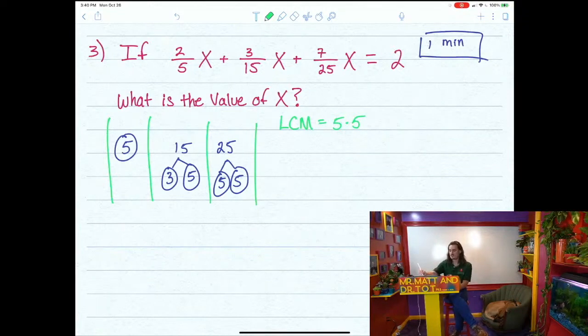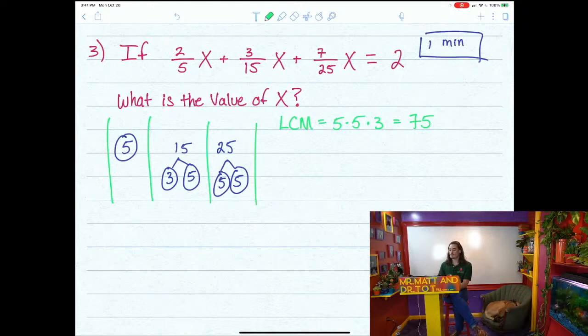So I'm going to take 1 3. 5 times 5 is 25. 25 times 3 is 75. So the LCM of 5, 15, and 25 is 75. That means 75 is the smallest number that 5, 15, and 25 can multiply into directly.